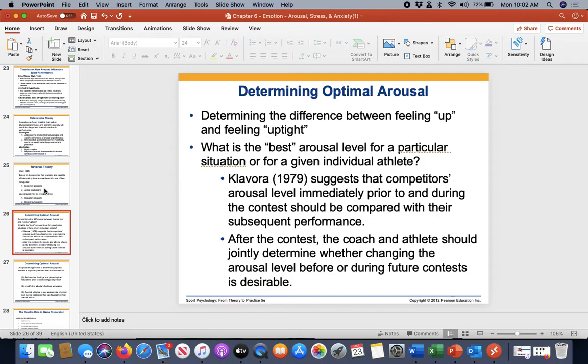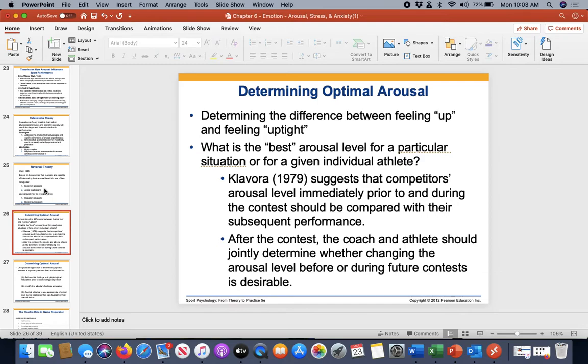So how do we determine what optimal arousal is? It's tough, it really is, because each person reacts differently to certain things. Every player reacts differently. And really, what are we trying to do? Like it says there, determine the difference between feeling up versus feeling uptight. And that really is true.